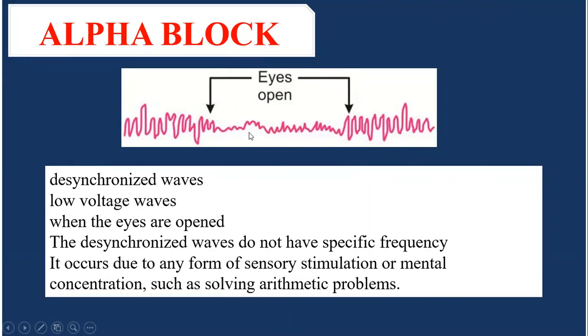So the alpha block is basically when these alpha waves convert, when the eyes are open, and the alpha waves, or the synchronized waves, become desynchronized waves. And in which conditions are these alpha block waves observed or recorded? They are basically observed during some sensory stimulation or mental concentration. In these conditions, the alpha block can be recorded by the EEG, for example in the case of arithmetic problems.